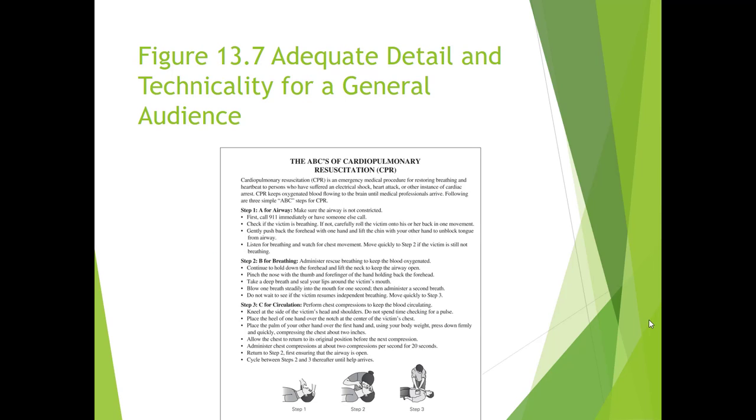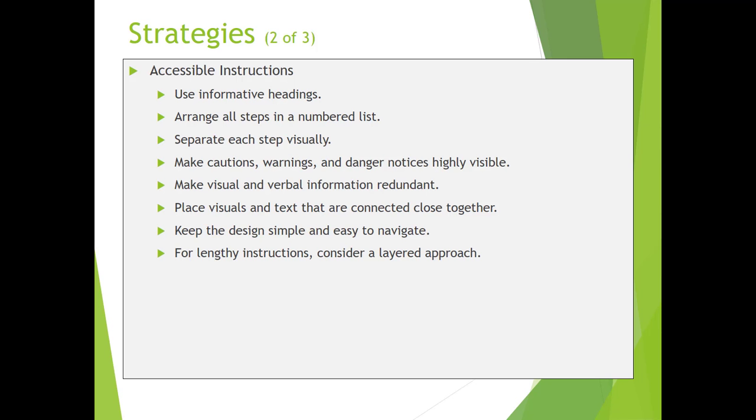Here's one for CPR. The steps are called out 1, 2, 3. They are also A, B, C, and there are bullet points, and it should be relatively easy. You can see there are small visuals on the bottom to help the reader understand what they need to do. Once again, it had informative headings. The steps were arranged in a numbered list. Things were visible. The design was simple. It was easy to navigate.